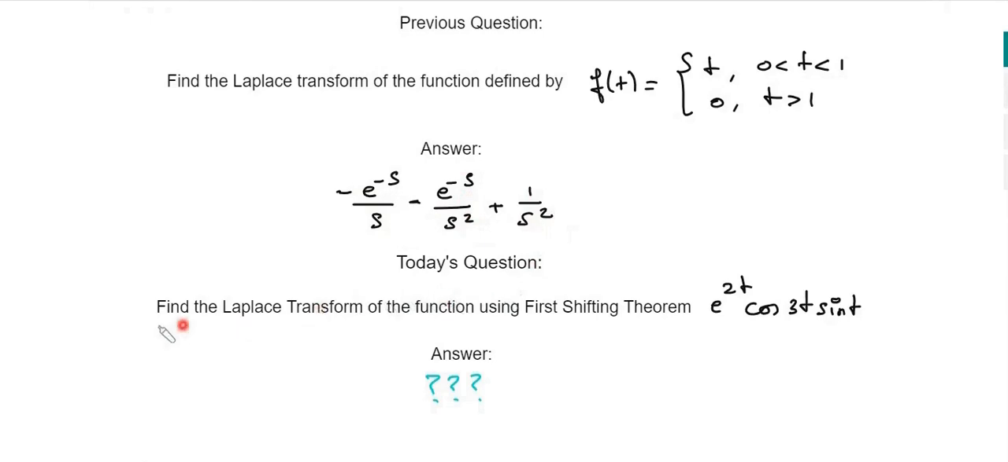Today's question is: find the Laplace transform of the function using first shifting theorem, e to the power 2t cos 3t sin t. The answer will be posted in the next video.